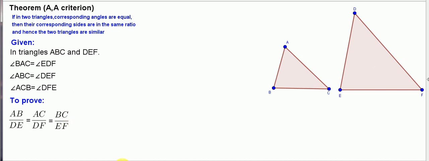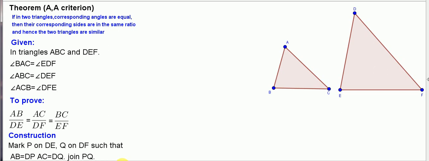Next, construction. Mark P on DE, Q on DF such that AB equal to DP, AC equal to DQ. Join PQ. Let us perform the construction in the figure. P on DE, next Q on DF such that DP equal to AB and DQ equal to AC. Join PQ.